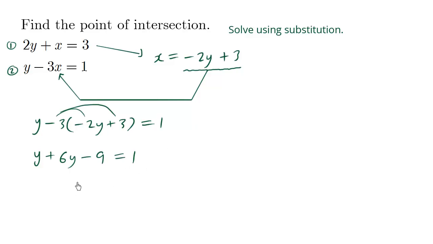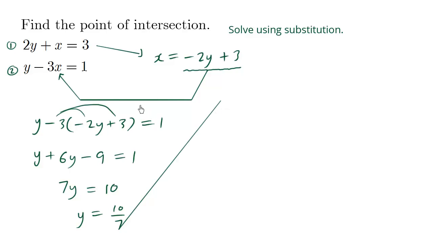So what we can say here is that y plus 6y is 7y, because it's like 1y, is equal to 1 plus 9, the negative 9 becomes a plus 9, which is 10. So we're going to divide both sides by 7, we get y is equal to 10 over 7. This here happens to be the same result as we got in the last video. Once we know that y is equal to 10 over 7, we plug this result into either equation to find the x value. Let's just choose equation number 2.